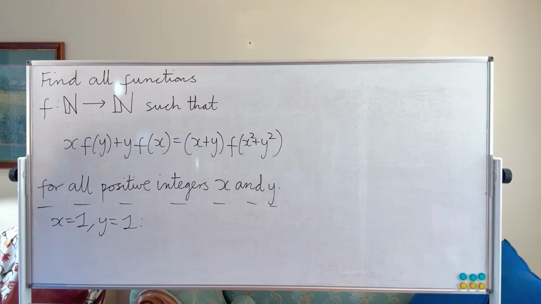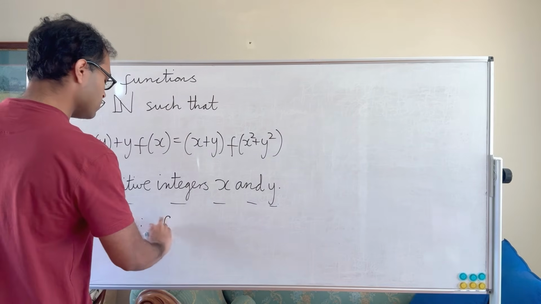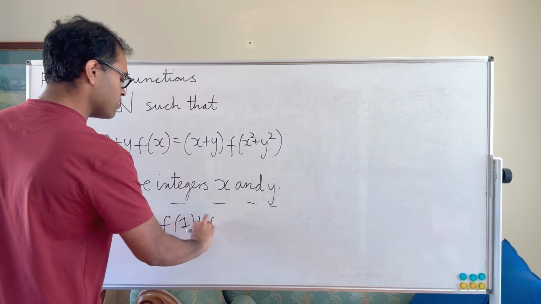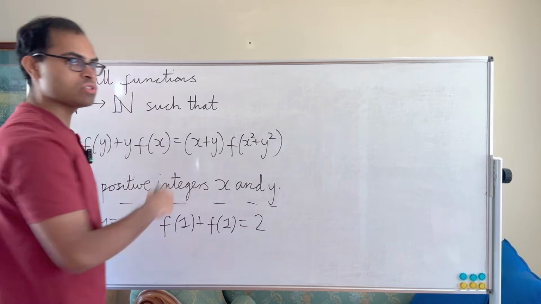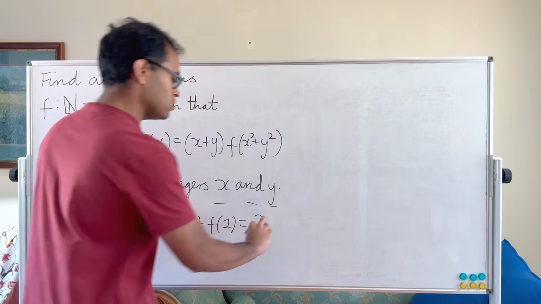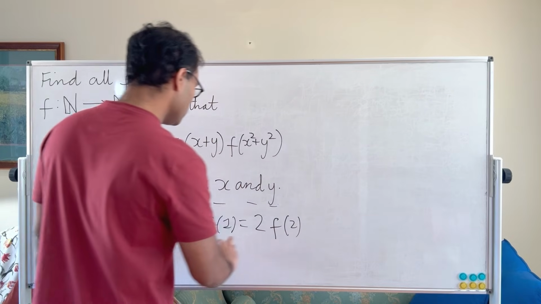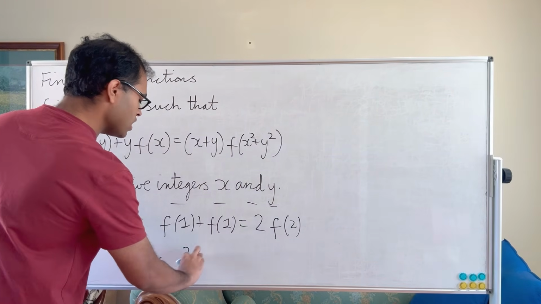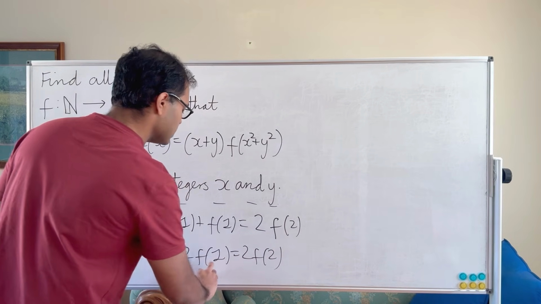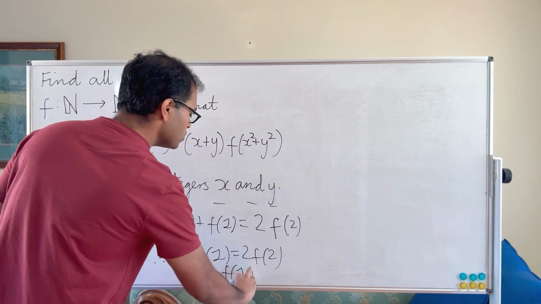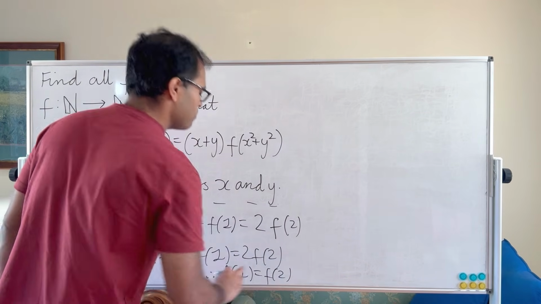So x equals 1, y equals 1, what happens is we get 1 times f of 1 plus 1 times f of 1 is equal to 1 plus 1, which is 2, times f of 1 squared plus 1 squared. 1 squared plus 1 squared is again 2. So we get 2 times f of 2. So in other words, we're going to get 2 times f of 1 is equal to 2 times f of 2, which of course implies that f of 1 is f of 2. That's really cool. So number one, we get f of 2 is f of 1.